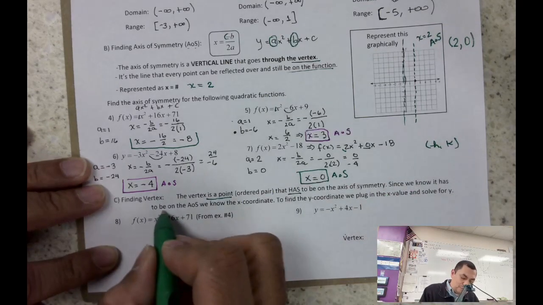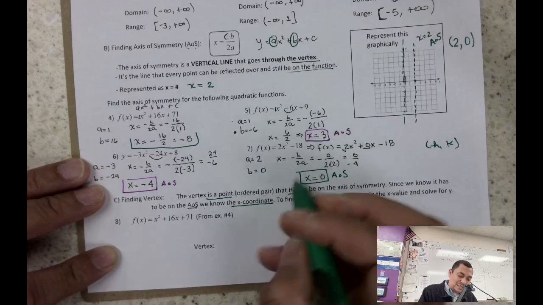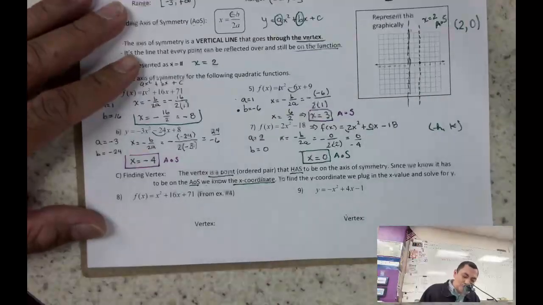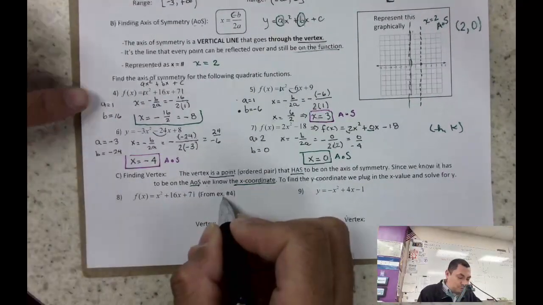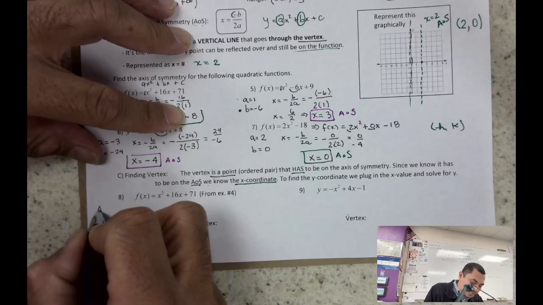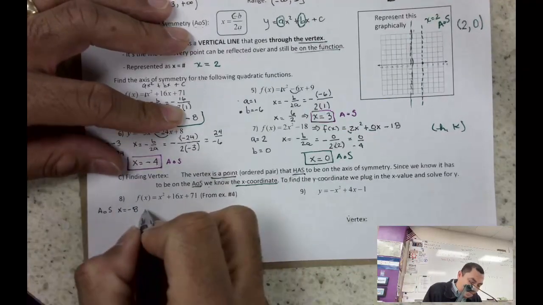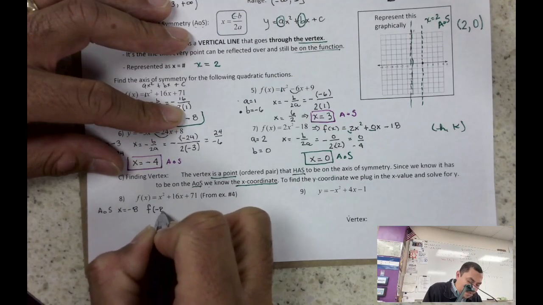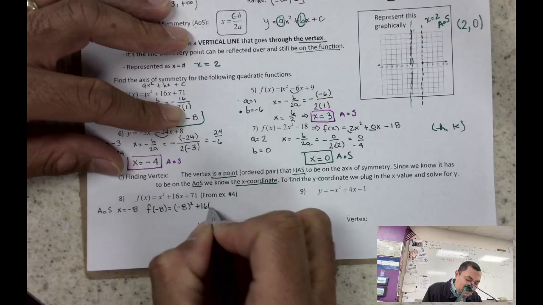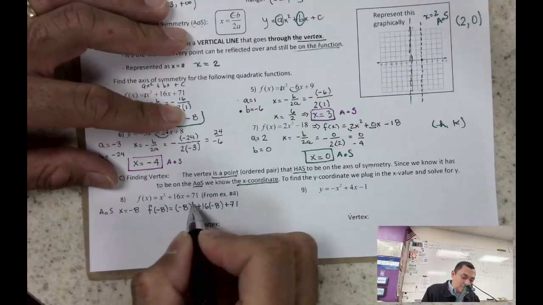Since we know it has to be on the axis of symmetry, we know the x coordinate. We know the value of x. To find the y coordinate, we plug in the x value to solve for y. So from this example, example 4, I know that the x value is -8. So the axis of symmetry, x equals -8. So what I'm going to do is f of -8 is equal to -8 to the second power plus 16 times -8 plus 71.